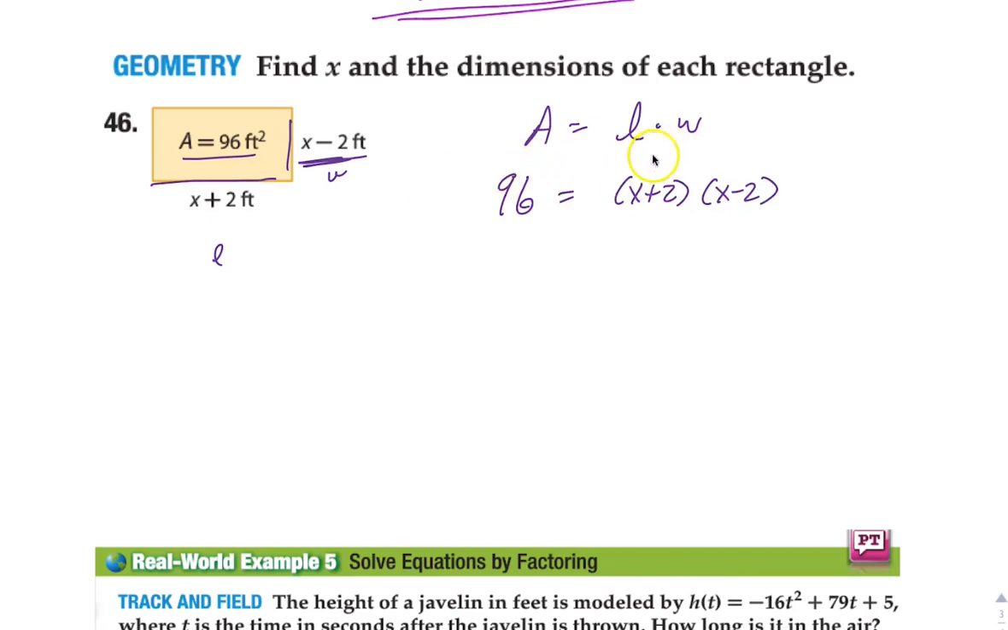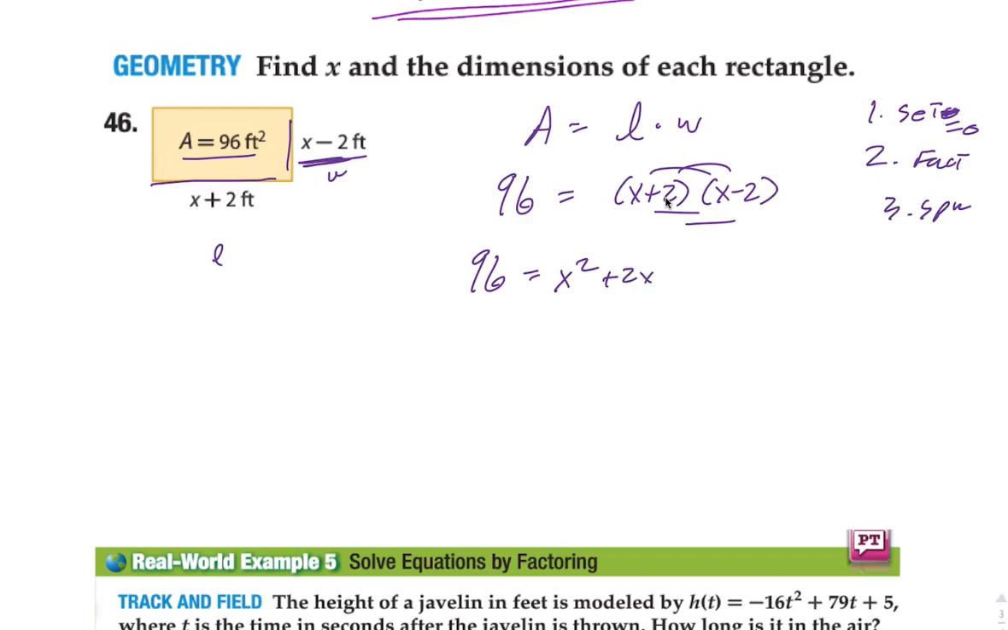Now remember, I gotta solve this. You cannot split it. Remember, if we're gonna solve a quadratic, you have to one, set equal to 0, two, factor, and then I can split. So when we're trying to solve this, I got to first set equal to 0. I would actually first expand this, but same idea. 96 equals x squared plus 2x minus 2x minus 4, or 96 equals x squared minus 4. Let's set equal to 0. Minus 96, minus 96. 0 equals x squared minus 100.